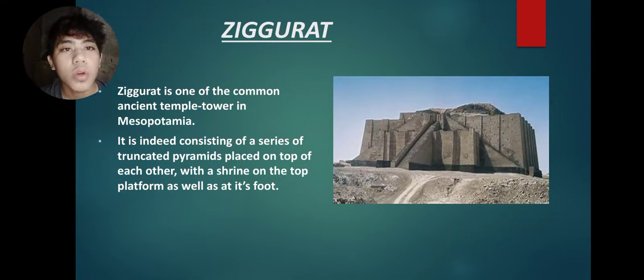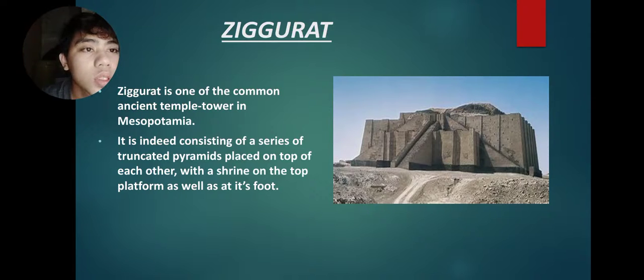Ziggurat is one of the common Assyrian temple towers of Sumer. So ang ziggurat is common lang siya sa Mesopotamian na tower. It is indeed consisting of a series of truncated pyramids placed on top of each other with a shrine on the top platform as well as its foot. So this picture shows the ziggurat building.